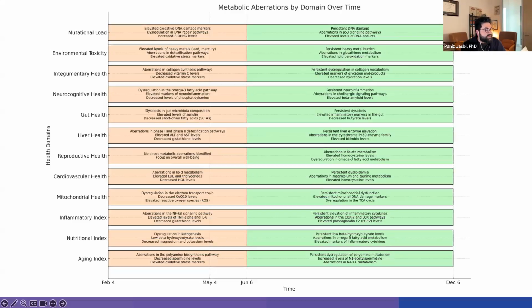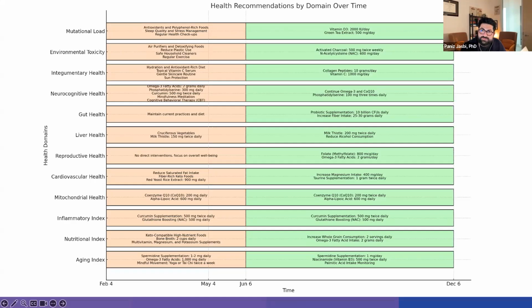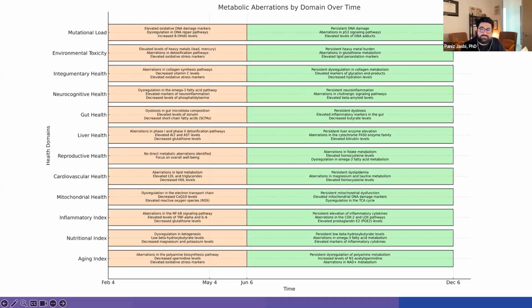Let's go down to liver health. We're seeing aberrations in phase 1 and phase 2 liver detoxification pathways. We're seeing elevated, most likely ALT and AST levels. We're also seeing decreased glutathione levels. How are we addressing that? We're giving her cruciferous vegetables, which have a lot of the precursors for cofactors in phase 1 and phase 2 metabolism. We're also giving her a relatively moderate dose of milk thistle, 150 milligrams twice a day. That is going to, of course, impact the ALT and AST levels by increasing hepatogenesis and the hepatic repair rate.